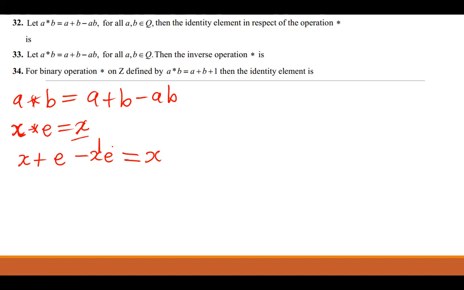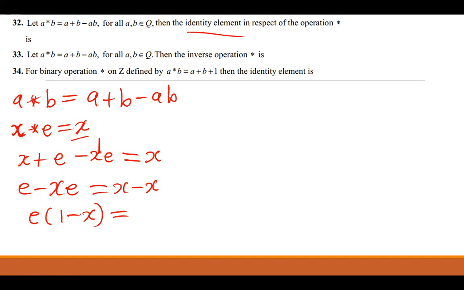So what this means is that we are going to make E the subject of the formula. Why? Because that's the identity element which we are looking for. So we take this X to the other side of the equal sign. So we're going to remain with E minus X E, and this will be equal to X minus X. When we factorize this side, we're going to have E, which is common. Then we're going to have 1 minus X in the brackets like that. Then this will be equal to X minus X, that is 0.